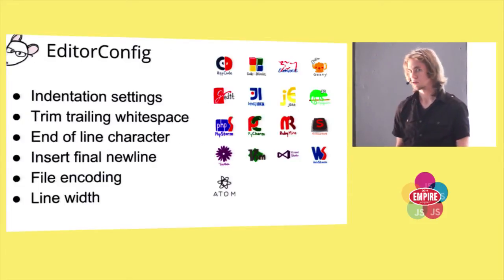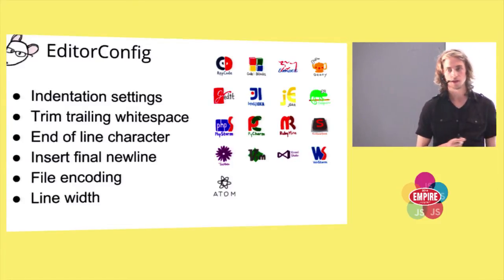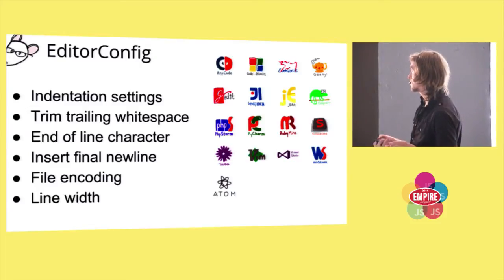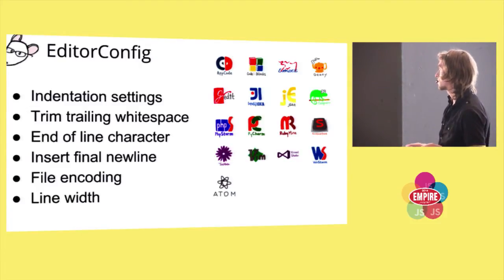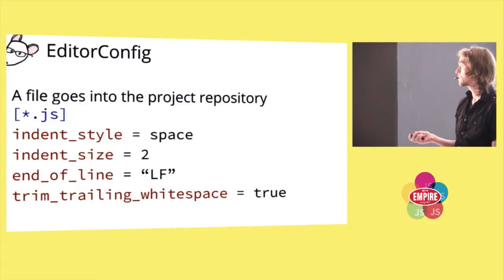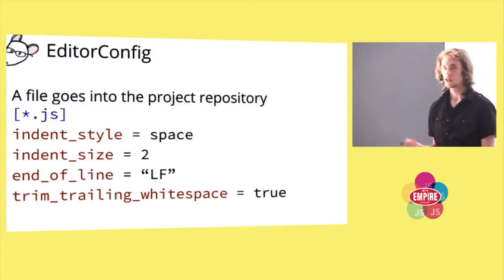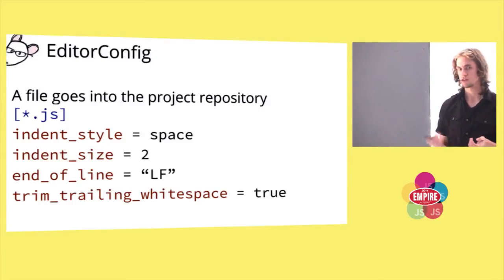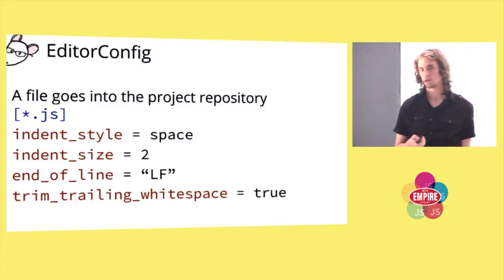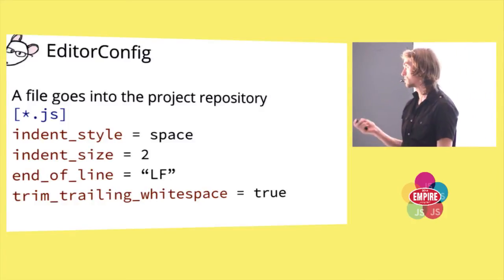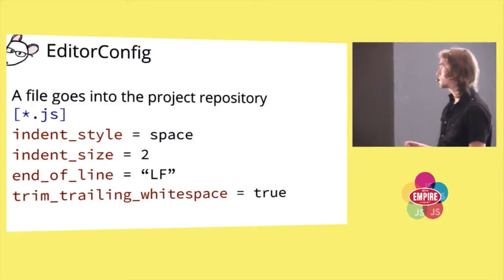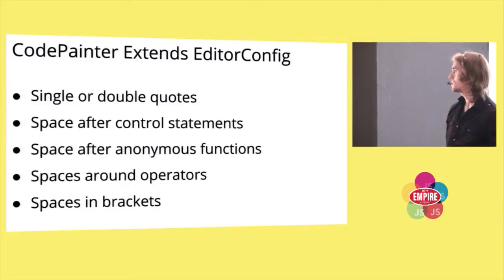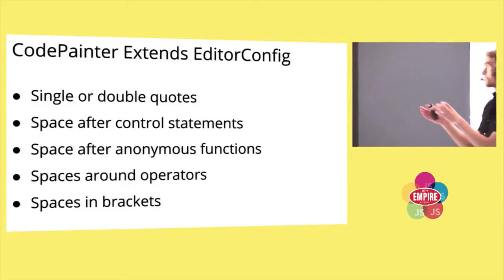There is a concept of EditorConfig. It's a configuration file and a set of plugins for multiple IDEs. It solves common problems developers face, like indentation, spacing, encoding. It's just a file that goes in the root of your repository. Every developer who downloads it and has the proper plugin installed for their IDE or code editor will have the proper settings. Big projects like jQuery and WordPress are using it. It doesn't have many settings, and it is language agnostic, but there is a tool which extends it. It's called Code Painter. It just adds a couple of JavaScript-specific properties.